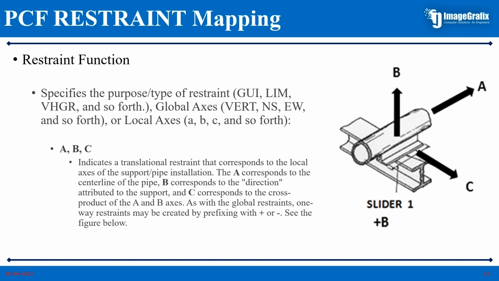And in some cases I'll be required to provide my local axes also. Then the local axes would be under the names A, B, C. A corresponds to the center line of your pipe, B corresponds to the direction attributed to the support, and C corresponds to the cross product of A and B. So these details I can also provide. My global axis will always be vertical, north-south, or east-west, but if I have the details in my local axes as ABC, then I can use my ABC axes also in my restraint function details. So this is my restraint mapping.